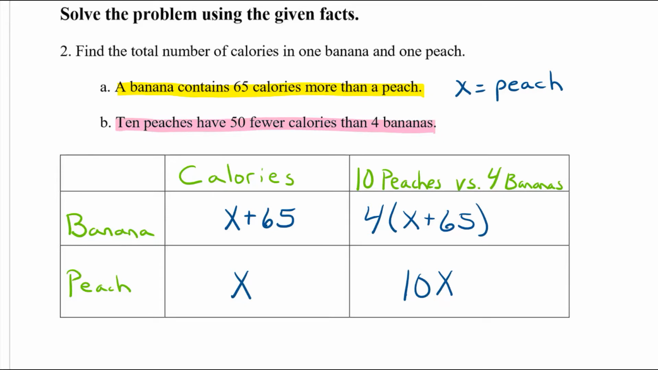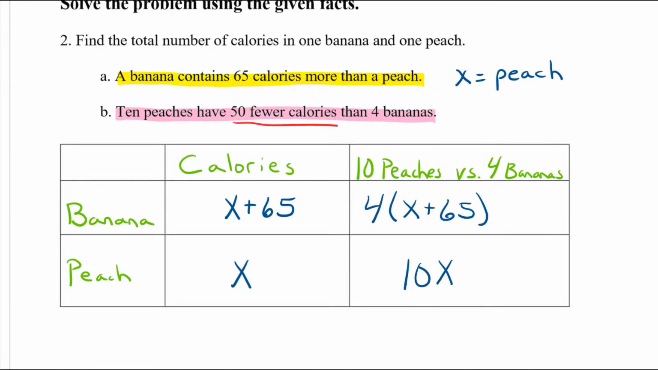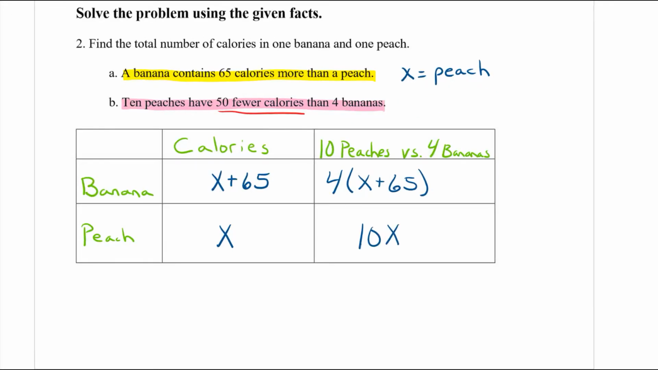Now we can go ahead and use this relationship that says 10 peaches have 50 fewer calories than bananas. So, but 10 peaches are not equal to 4 bananas, they're 50 less. So to make them equal, I would have to add 50 to the peaches. So again, I'm going to just put this in words so you can see what I'm talking about.